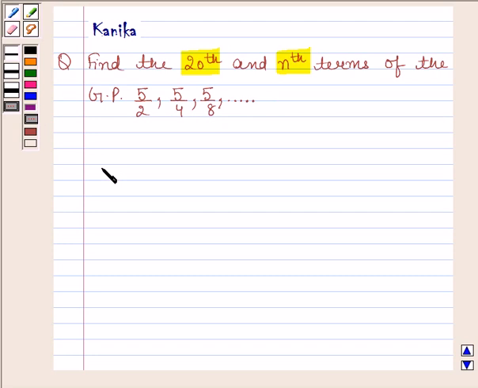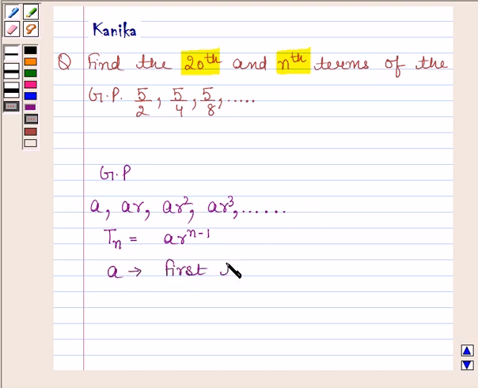Before solving this question, we should know that a geometric progression is of the form A, AR, AR square, AR cube, and so on. The general term of this progression is given by Tn is equal to A into R to the power n minus 1, where A is the first term and R is the common ratio, which is obtained by dividing any term by its preceding term. Or we can say that R is obtained by dividing any nth term by the n minus 1th term.